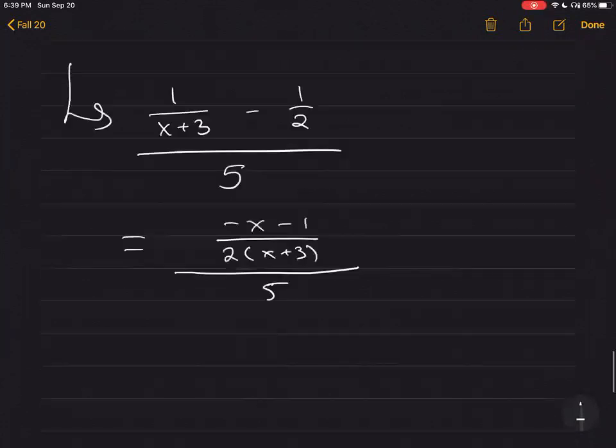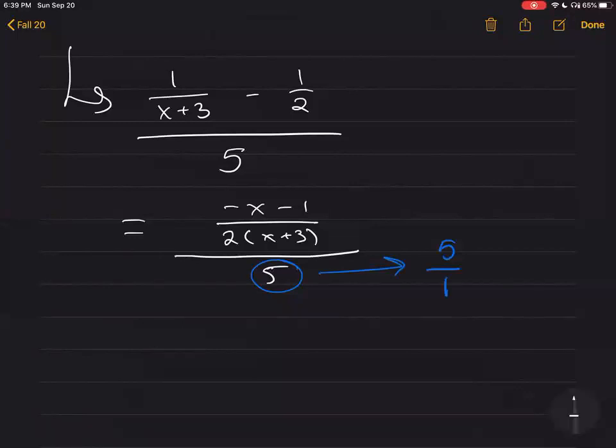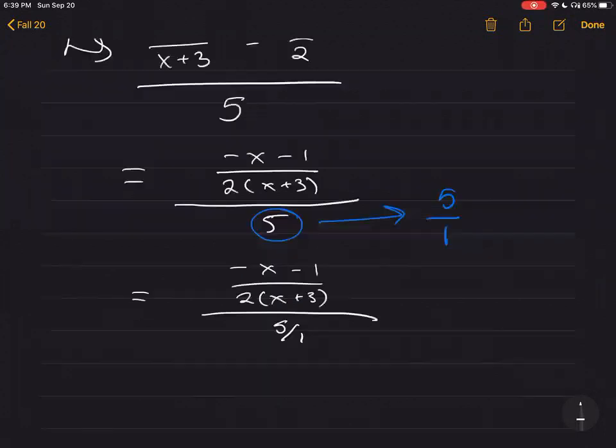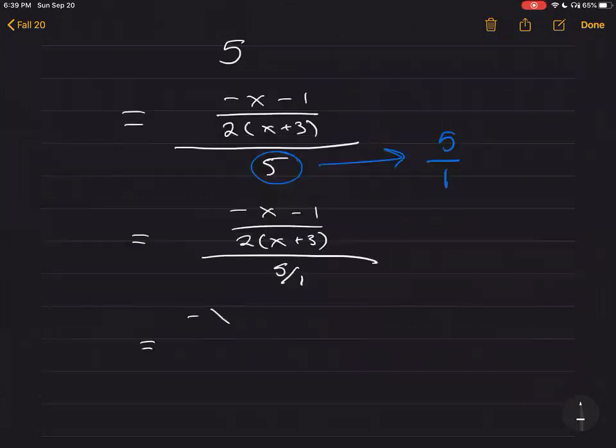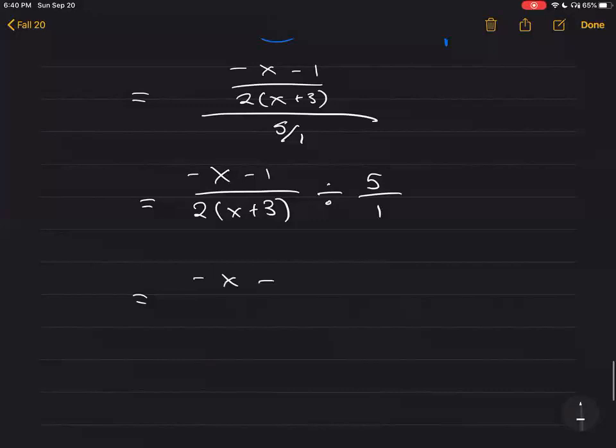And so this 5 down here can be thought of as 5 over 1, right? So this becomes negative x minus 1 over 2 times x plus 3 all over 5 over 1. And why did I just do that? Because now we're dividing rational expressions. So then this becomes, just to see it more clearly, divided by 5 over 1. And if you remember our rule from earlier, this then becomes our numerator thing times 1 over 5.